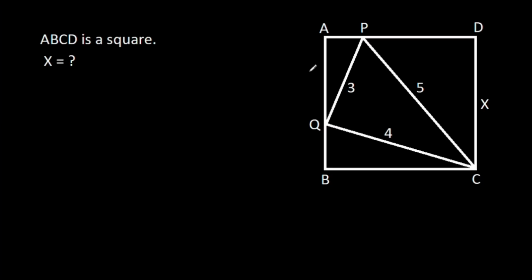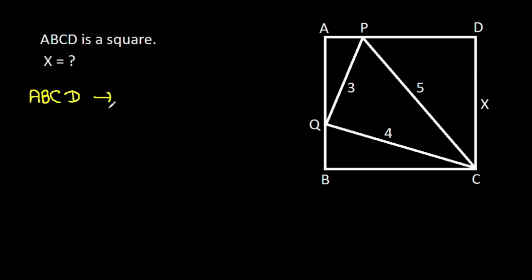In this video, we have been given that ABCD is a square and PQ is 3, CQ is 4, CP is 5 and CD is X. Then we have to find X.